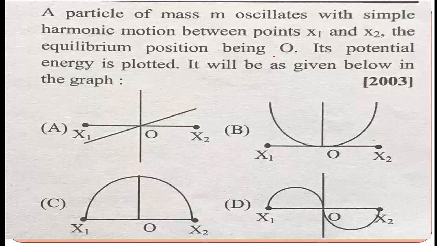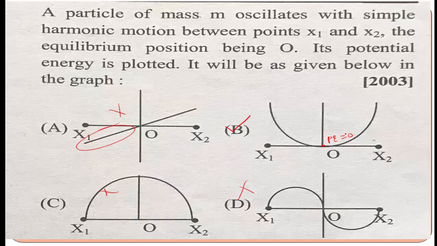When the object is set into simple harmonic motion, potential energy is 0 at the mean position and increases on both sides, becoming maximum at both the extreme ends. Here in diagram A, it is in the negative axis. This is wrong. Here in case of C, this is also wrong, and D is also wrong. The option B is the right answer, because the potential energy is 0 at this point.